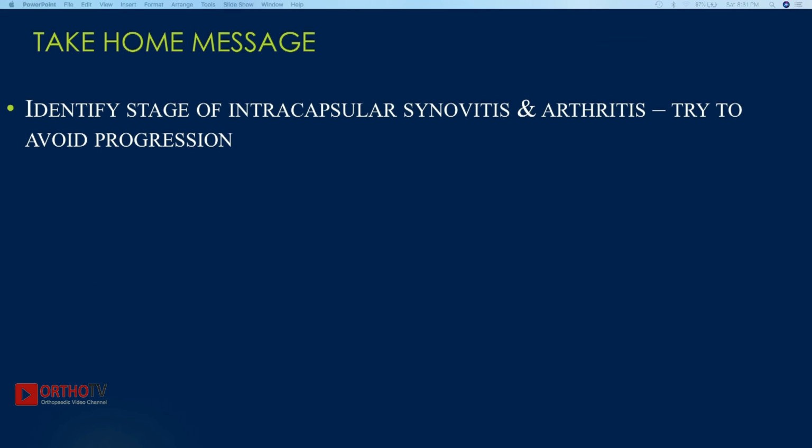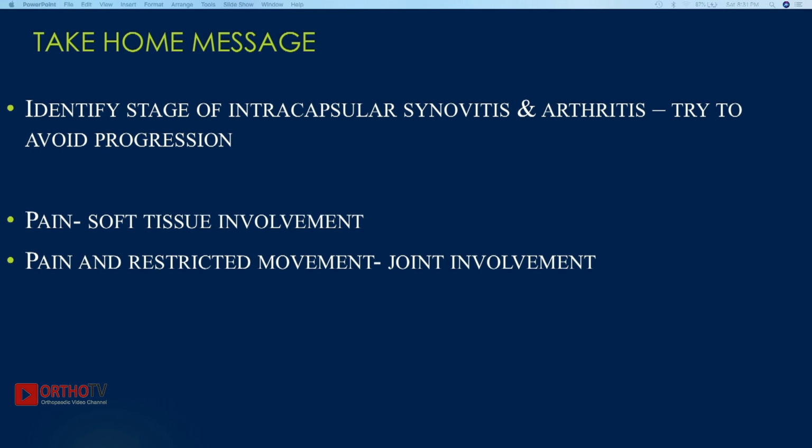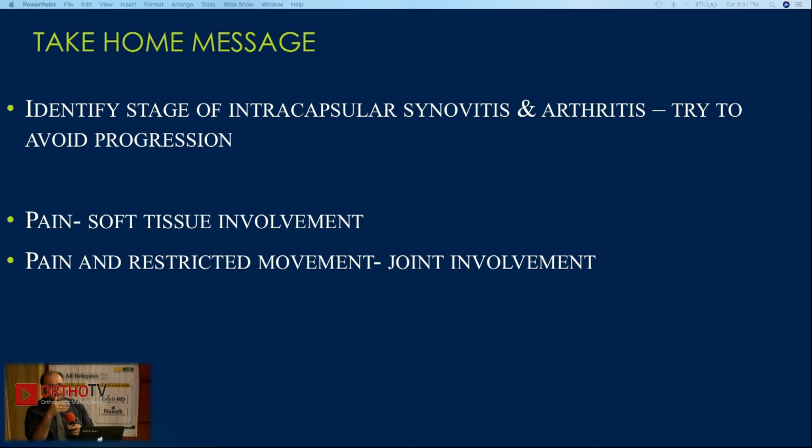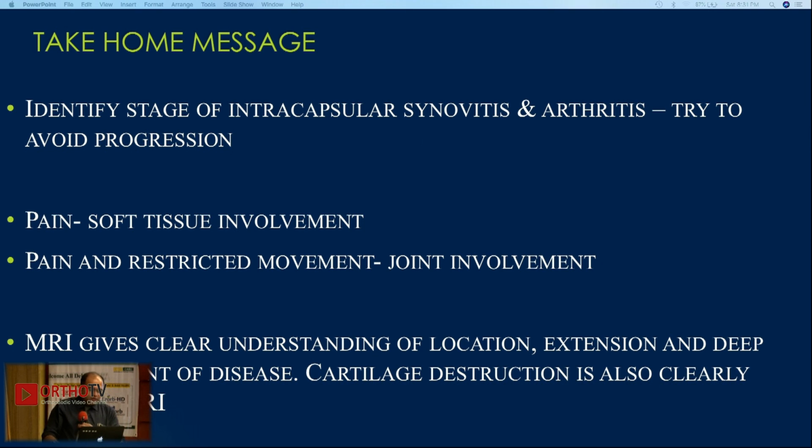So the take home message here is, we identify the stage of intracapsular synovitis and arthritis and try to avoid progression by considering a total synovectomy in this patient. Of course, pain is because of the soft tissue involvement, so if there is only pain, consider it's a soft tissue involvement. If there is pain and restricted movement, these are all signs of arthritis that we always study in our orthopedic scenario. And if there is restricted movement, it's a joint involvement.